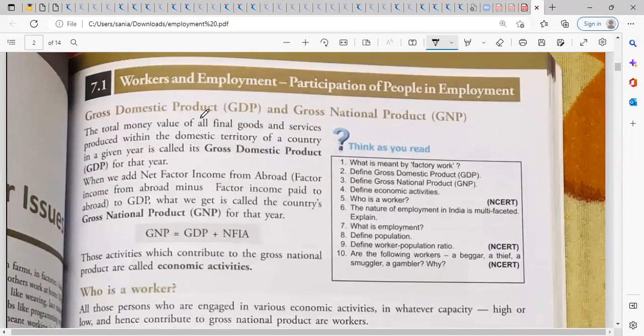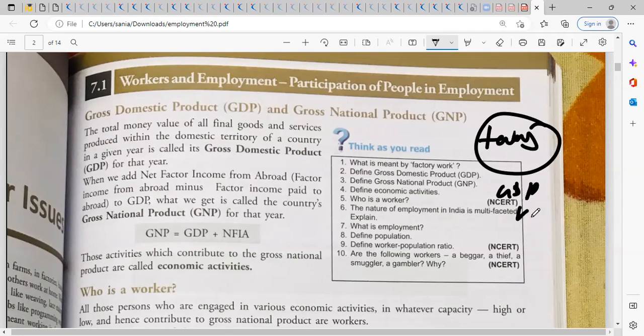Yes, ma'am. Okay. From this chapter, you need to remember the terms, such as what is GDP, what is workforce ratio. One marker questions will be there, so you should remember all this, what is meant by factory work and all that. First is workers and employment, participation of people in employment. First is gross domestic product and gross national product. Let's understand what is gross domestic product.